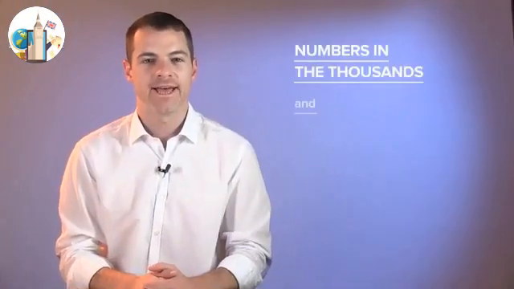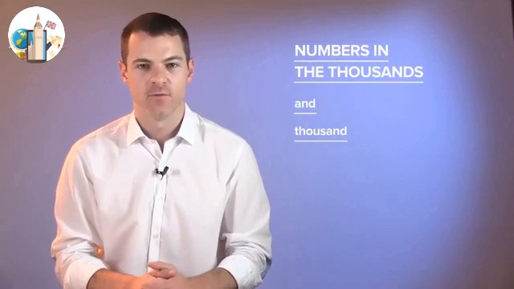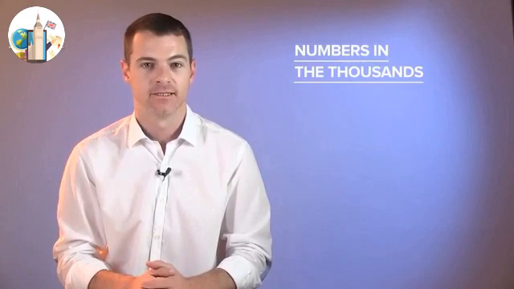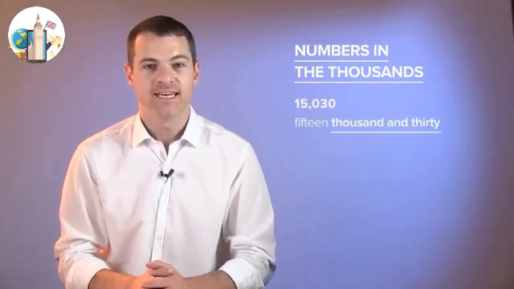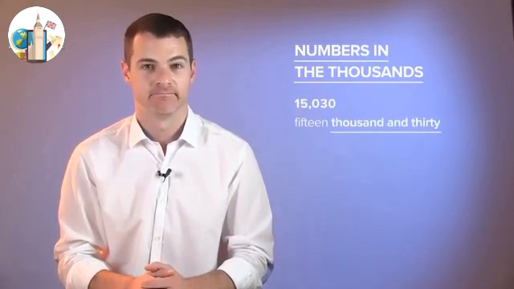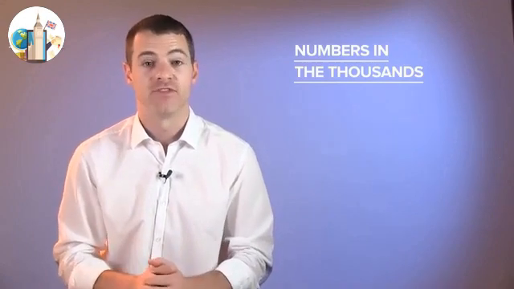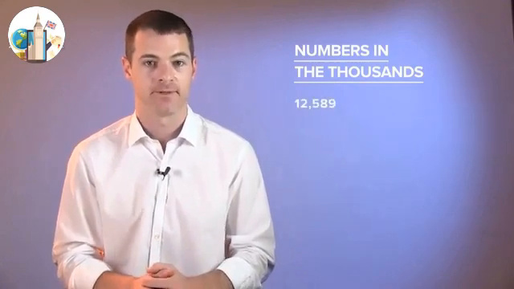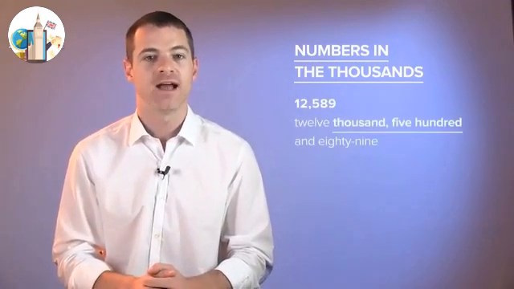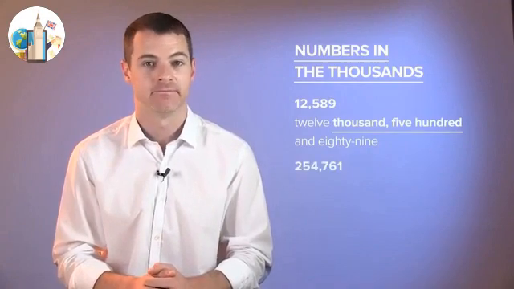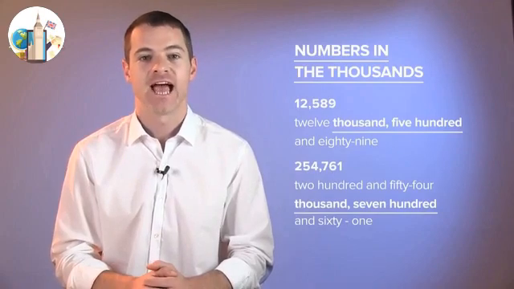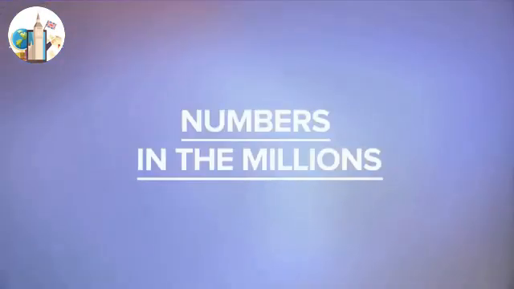Now, let's look at numbers in the thousands. We use the word and after 1,000 when the number which follows is between 1 and 99. For example, 15,030. But not if the number after 1,000 is more than 99. For example, 12,589, 254,761.